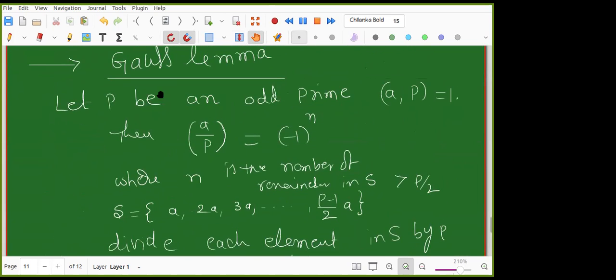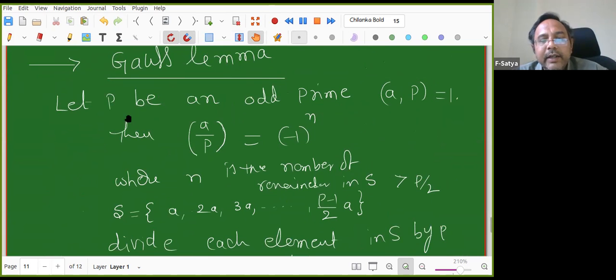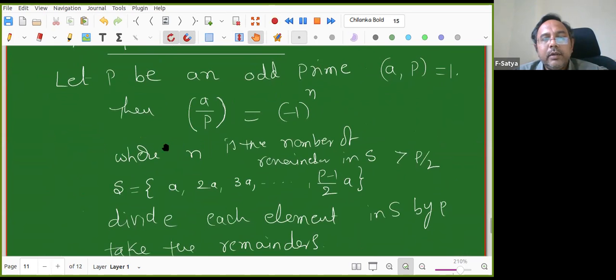So what he told is that Gauss will give a nice criterion. I want to check whether a is a quadratic residue or not. What he told: multiply a to each of these (p minus 1)/2 numbers: a, 2a, 3a, up to ((p minus 1)/2)a.